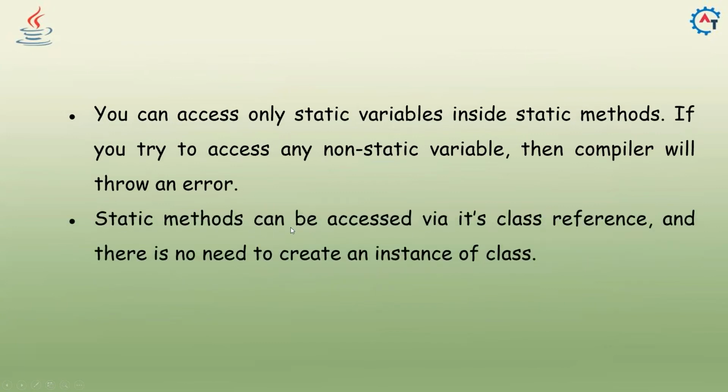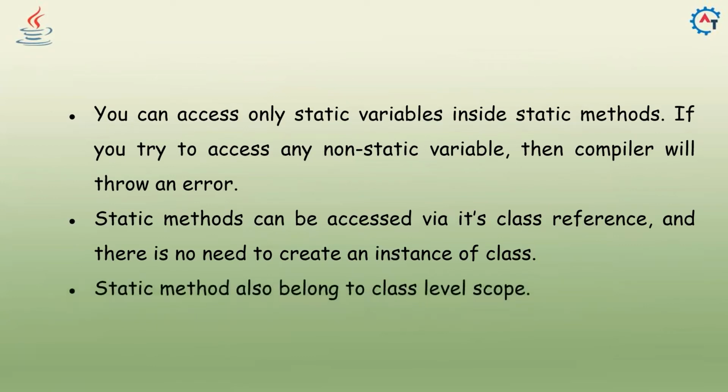Static methods can be accessed via the class reference, not with the object, right? There is no need to create an instance of the class. The same rules applicable for the static variable apply to the static method also. Static methods also belong to class-level scope, not object-level scope.